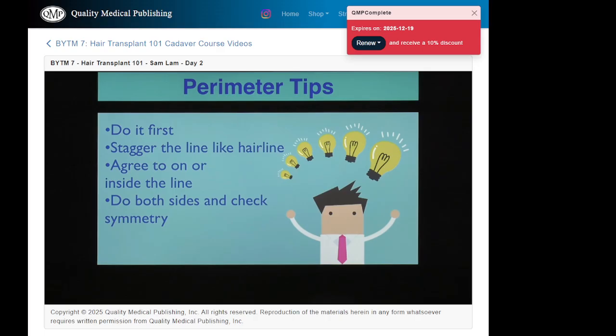Do the perimeter first. I usually make one hair size. Sometimes, like with African American patients, the one hair and two hairs are about the same size. They're chunkier, so I'll do the same size. Sometimes I use a finer one and a thicker one for the middle section. I stagger the line. Remember what I said, go on or inside the line a little bit. Don't make it too straight, and always check for symmetry. After I've made it, I want to know that they look good before I move on to my two-hair sides.